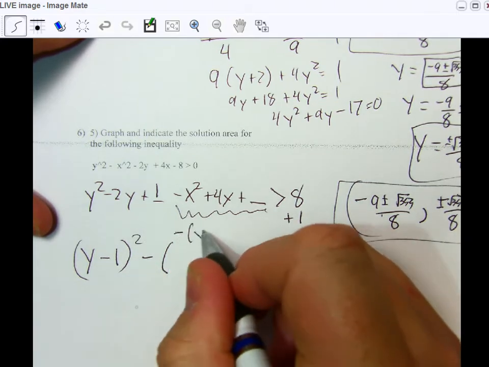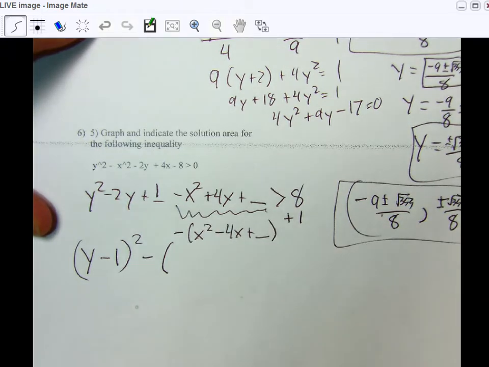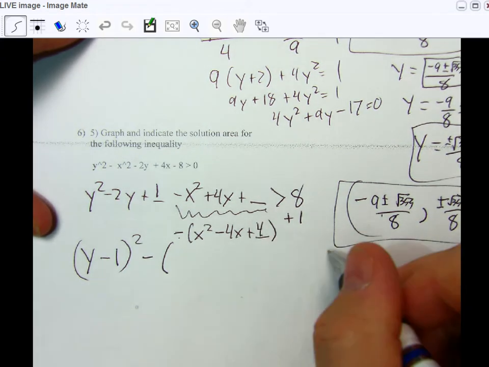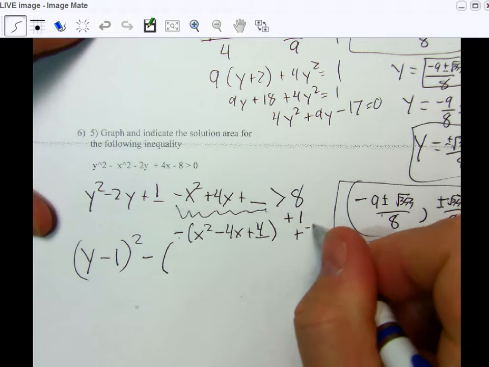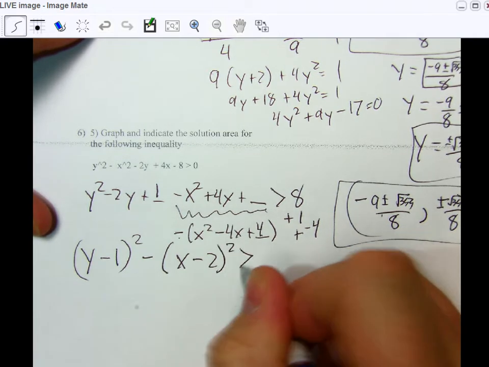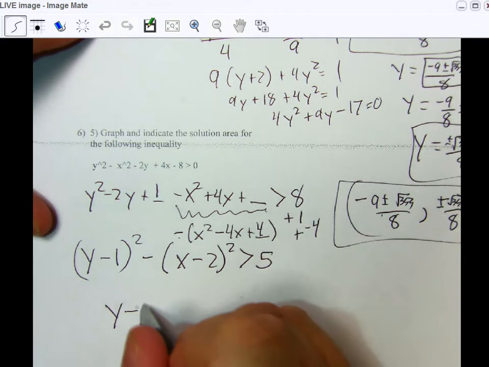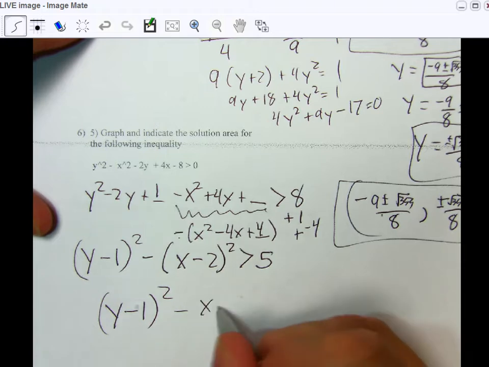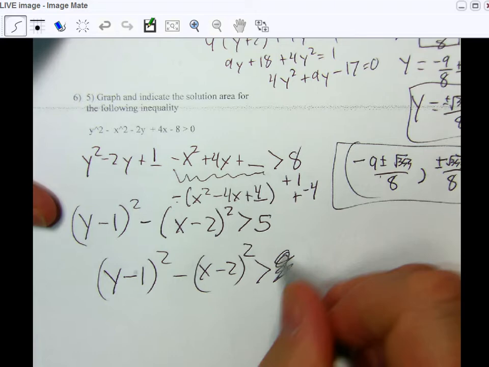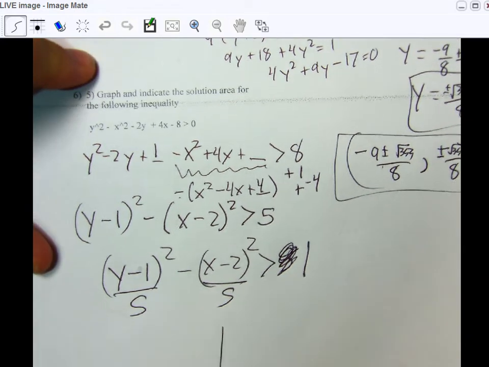leaving negative times x squared minus 4x plus blank, giving me positive 4 here, but 4 times -1 is -4. So this is x minus 2, the quantity squared, is greater than, let's see here, 9. You get 5. So y minus 1, the quantity squared, minus x minus 2, the quantity squared, greater than 5. Oh, wait a minute. Let's get rid of that. Let's go 1, 5, 5. Let's graph it. Here we go.